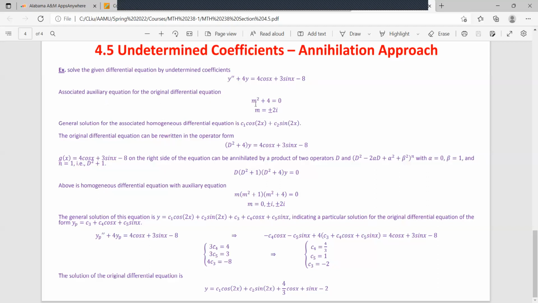That's right. So then you're going to get m squared from y double prime plus 4, because you get 4y here, and equals 0. And you can easily solve this equation to get 2 roots, plus or minus 2i for m. So then the general solution for the associated homogeneous equation is c1 cosine 2x plus c2 sine 2x.